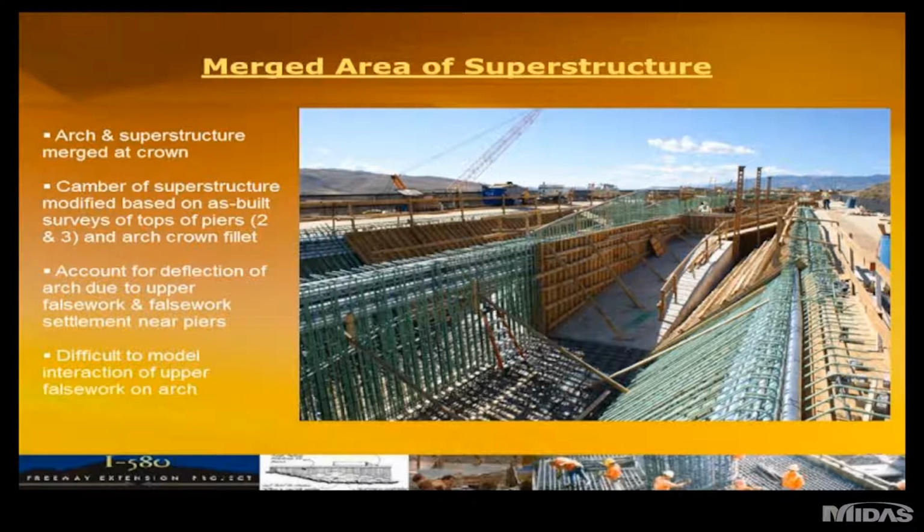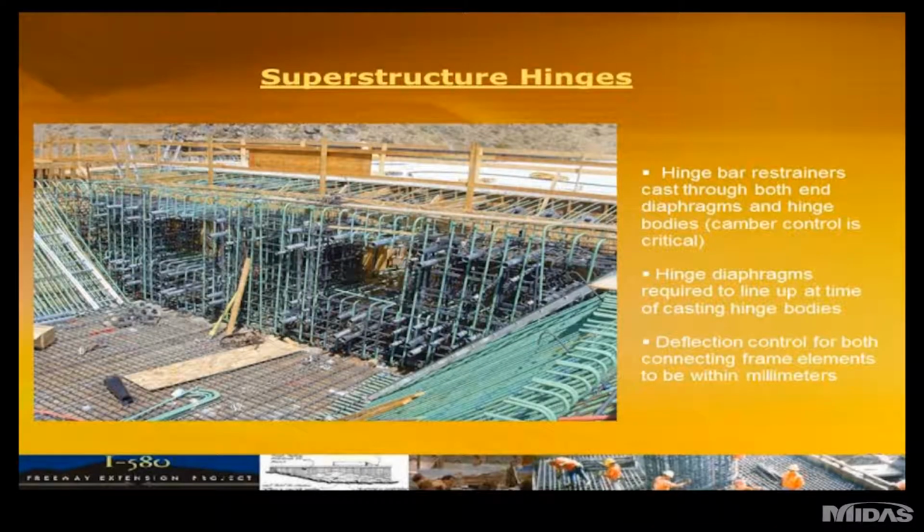Just off the main piers, 2 and 3, there were some hinges that were to be constructed where there were expansion joints and sliding bearings. The unique thing, other than the congestion you see here, is that the hinge diaphragms and the hinge casting required extreme precision prior to the final casting of the upper and lower hinges where the bearings would sit.